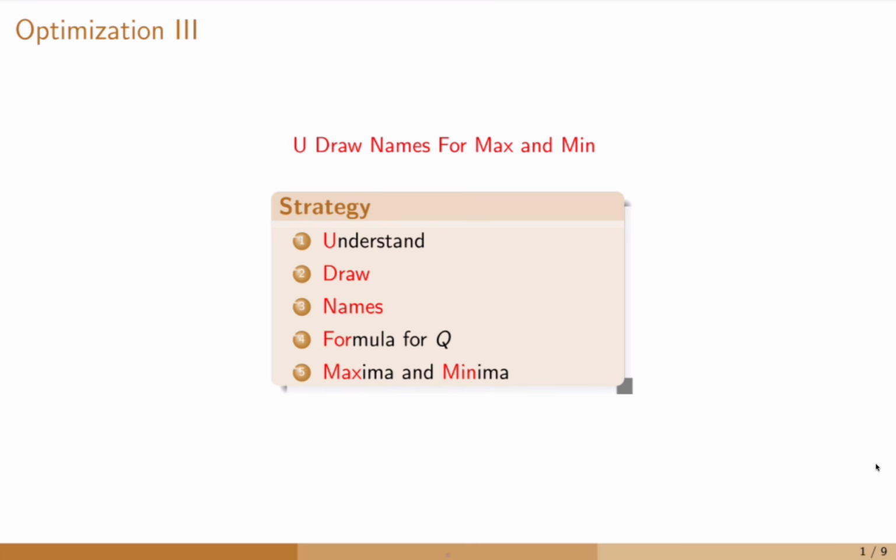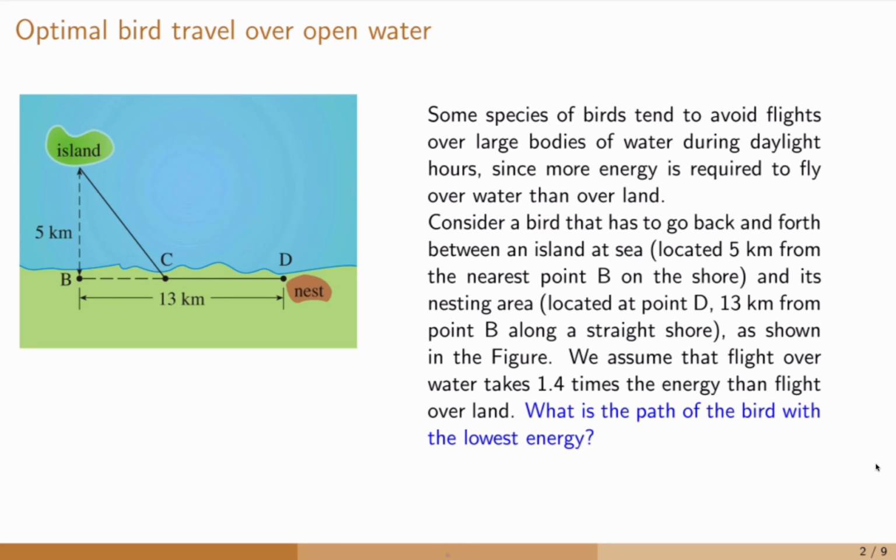So let's remind ourselves of our saying for the optimization. U draw names for max and min. U is understand, meaning identify known and unknown quantities. Draw is a sketch, and here we will see that the sketch is actually very important to understand the problem. We give names to variables, we identify formulas and simplify, and then we use our max and min methods as we have learned them. So here's a problem.